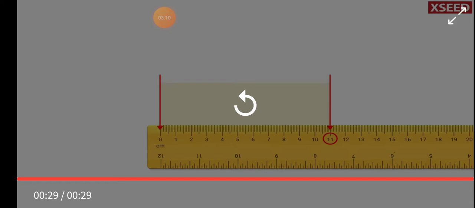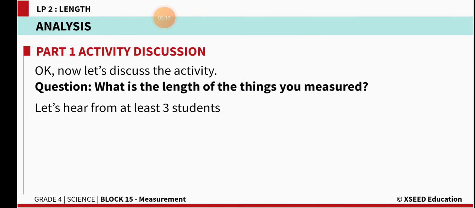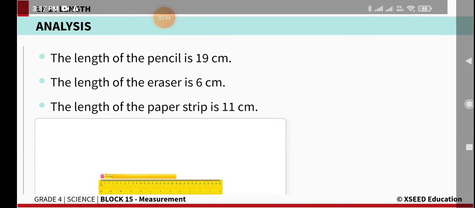Understood? Now we will see what are the questions given in this particular topic. So we'll discuss our activity. So how to measure any object you learnt now. Then measure the given objects like a pencil and eraser, and write down your observations, the length you obtained by measuring them, in your notebook. So what is the length of the things you measured? Just note down in your notebook.